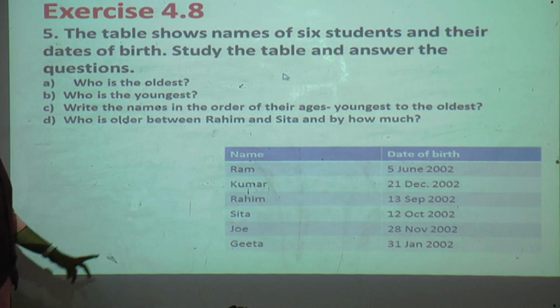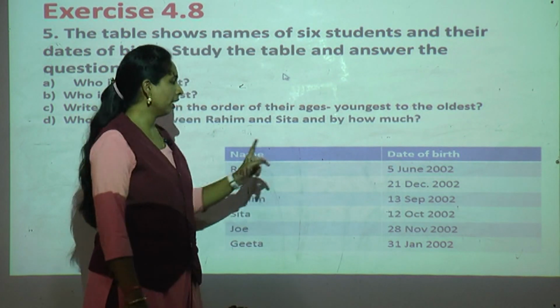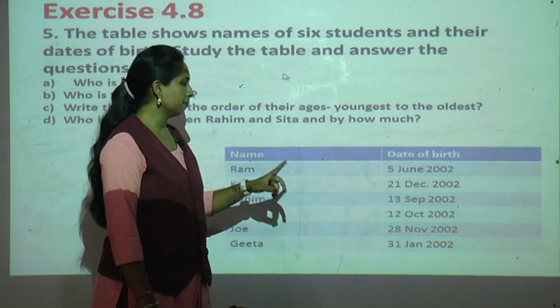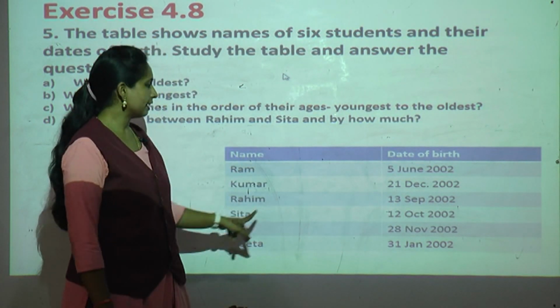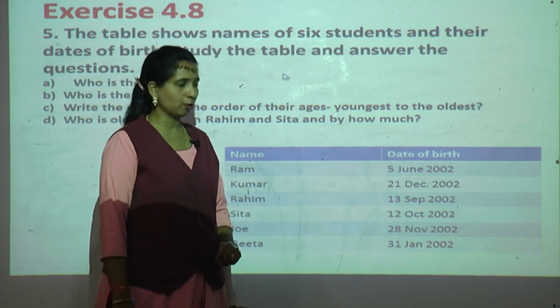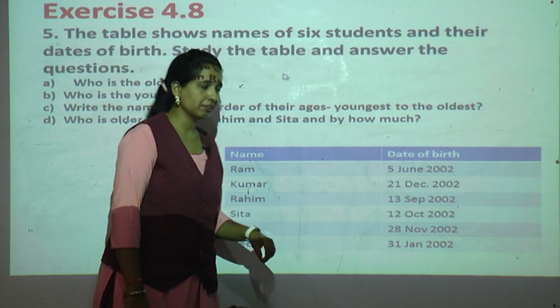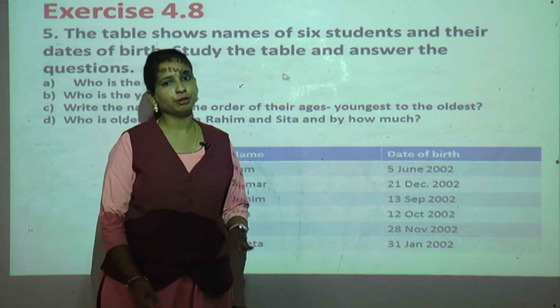Okay. Ram was born on 5th June 2002. Kumar born on 21st December 2002. Rahim born on 13th September 2002. Sita date of birth is 12 October 2002. Joy date of birth is 28 November 2002. Geeta date of birth is 31st January 2002.